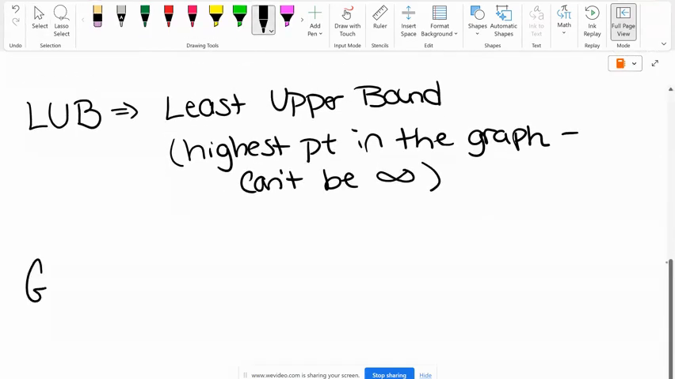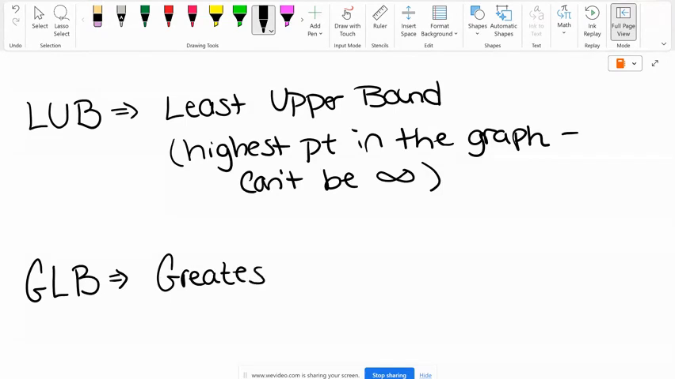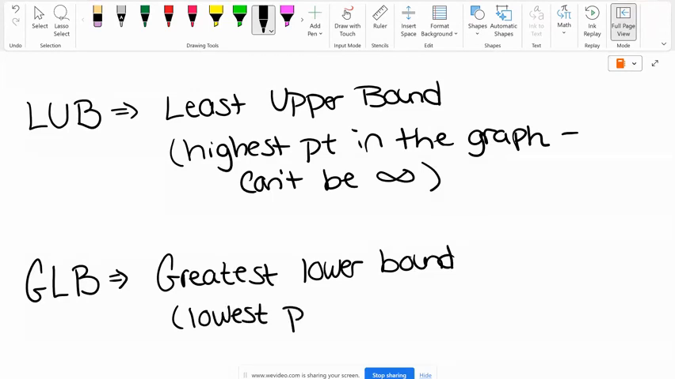And then we're going to have the greatest lower bound, GLB. And that's going to be the lowest point, but it can't be negative infinity.